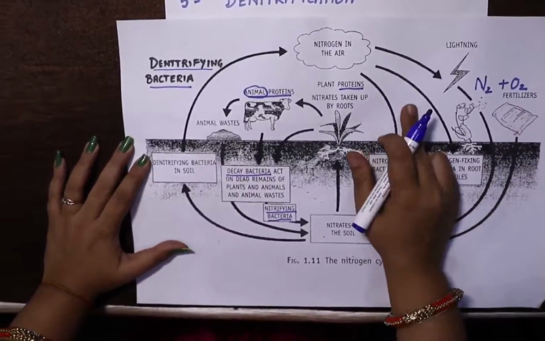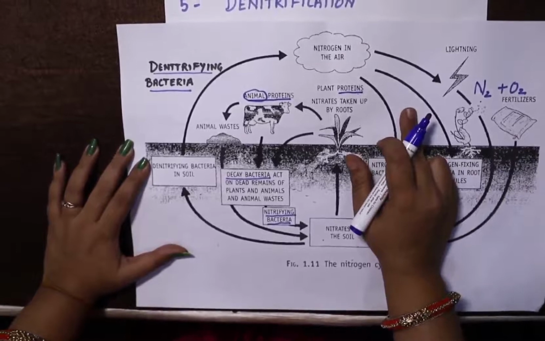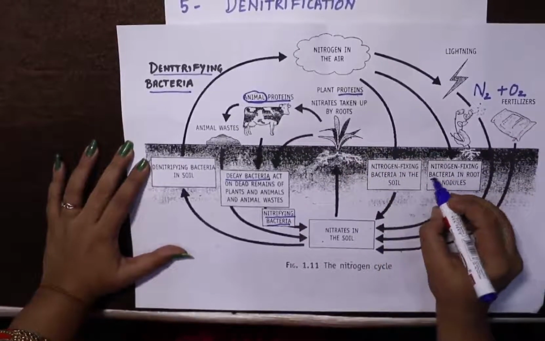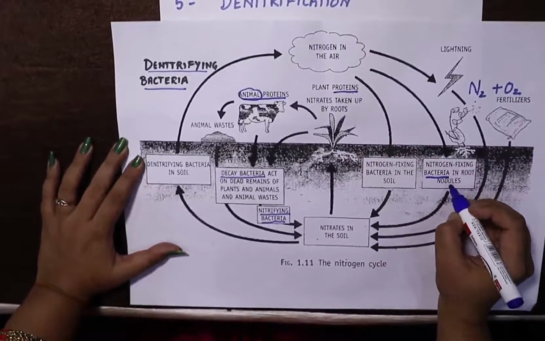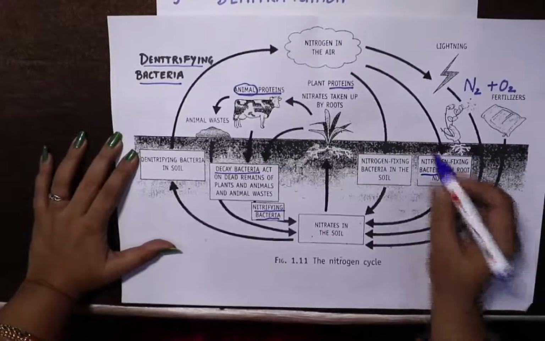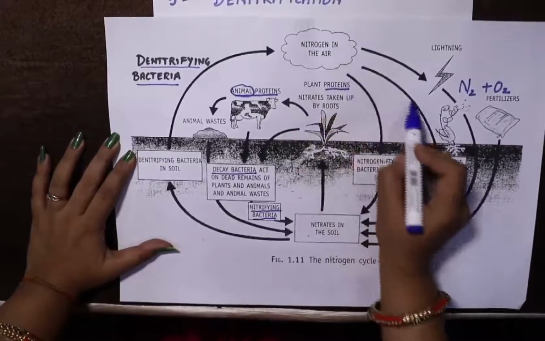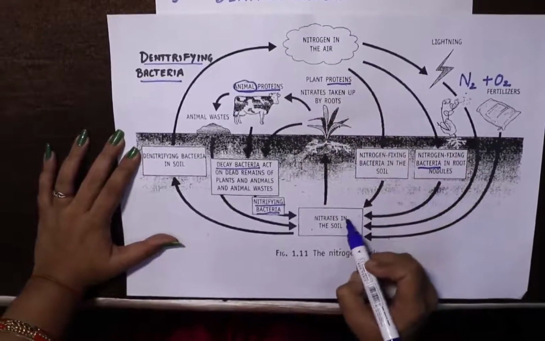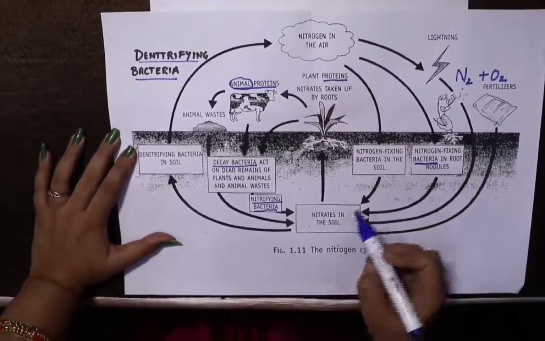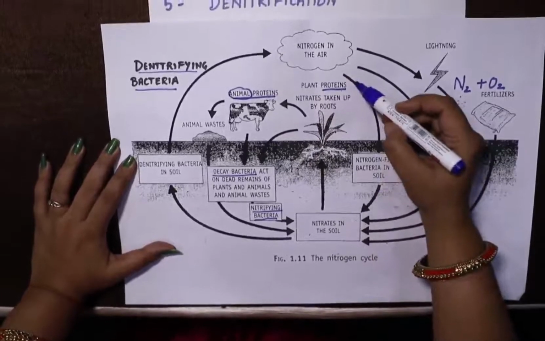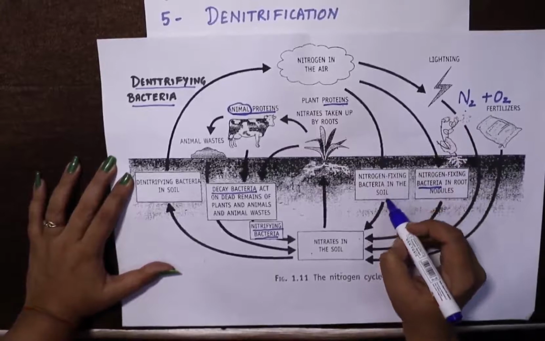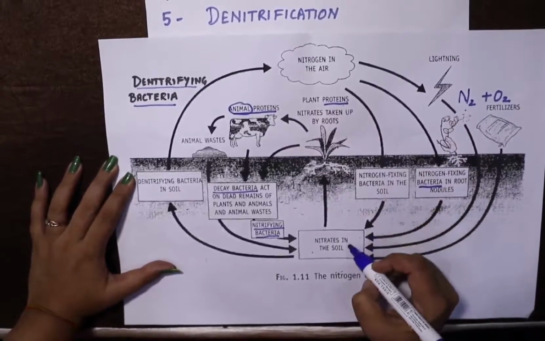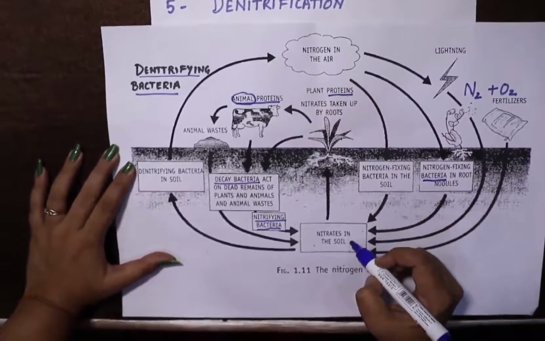The second step involved in nitrogen fixation is through the bacteria known as Rhizobium. This bacteria is found in the roots of leguminous plants. So this bacteria converts the nitrogen in the air into nitrate compounds. This bacteria is also found in the soil, so it can also convert nitrogen directly into the nitrates present in the soil.